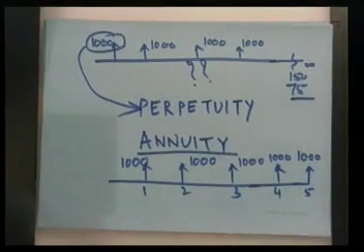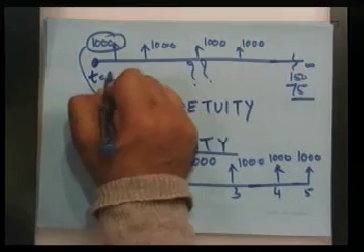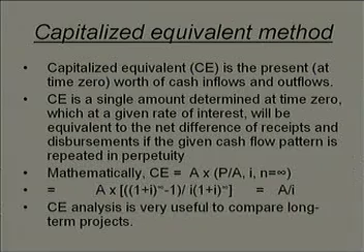I have a cash flow in perpetuity. I will find its present worth at time t equal to 0. So, I want to develop a formula, and you can see how to derive that formula by looking at this particular slide.